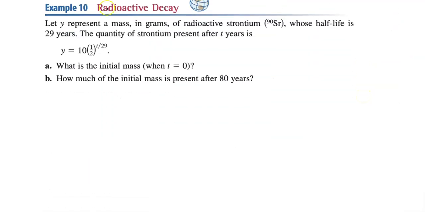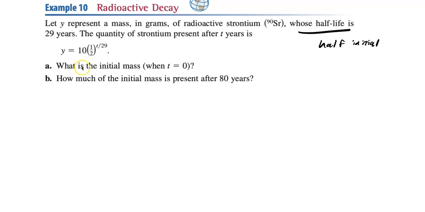Okay. Radioactive decay, let Y represent a mass in grams for radioactive strontium, that right there, whose half-life is 29 years. So half-life means how long until you have half the initial. Right, half its life. So that's what that means. Half-life, you have a radioactive substance, it starts with a certain amount. How long does it take to get to halfway that?